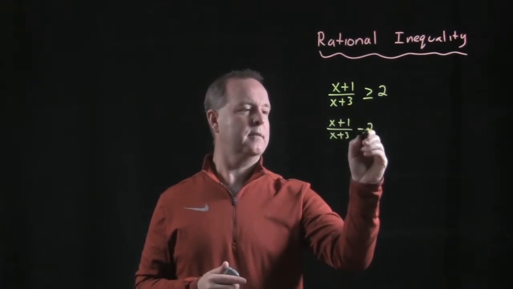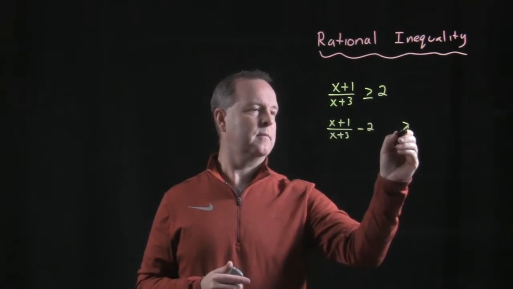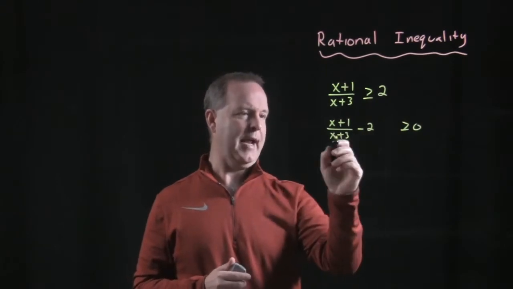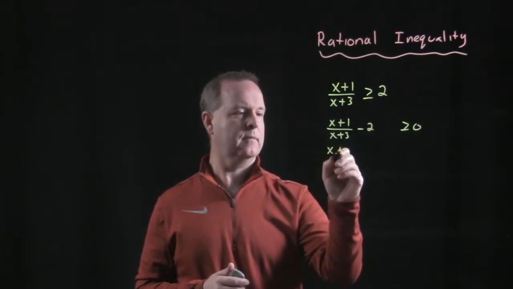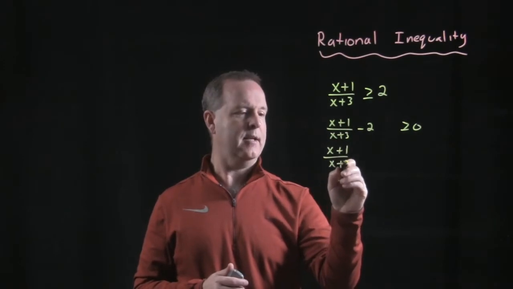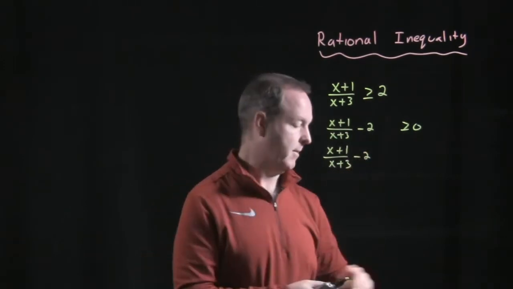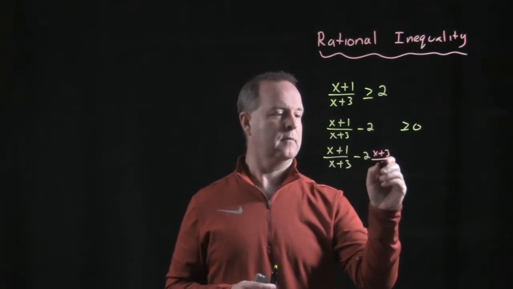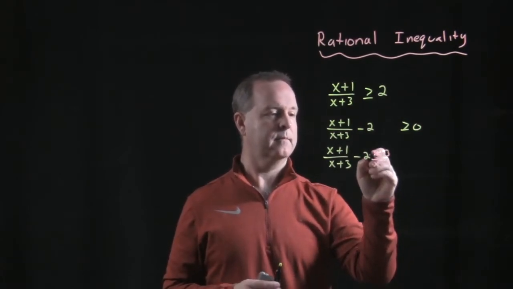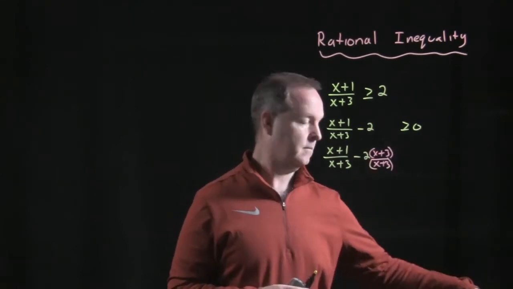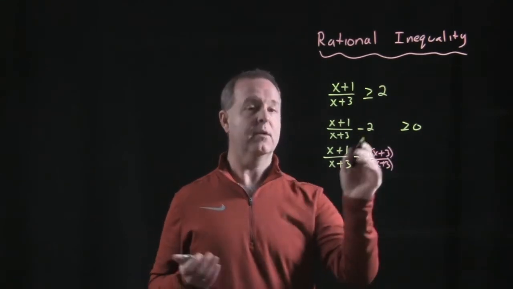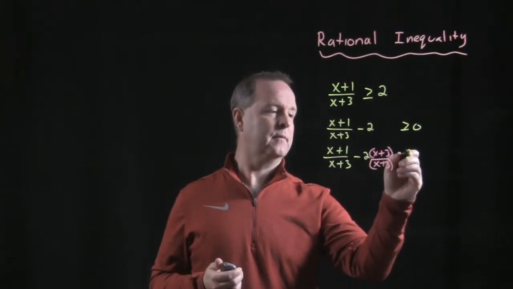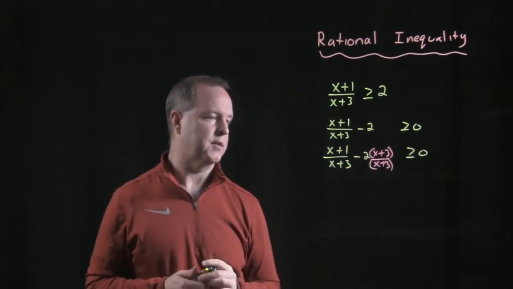Subtract 2 from both sides. So I kind of have that going on. In order to add these together, I need to get a common denominator. So my common denominator is going to be an x plus a 3 over an x plus a 3. And that's still greater than or equal to 0, but at 0 is where its boundary points are at.